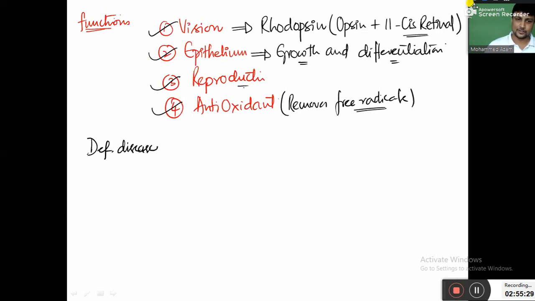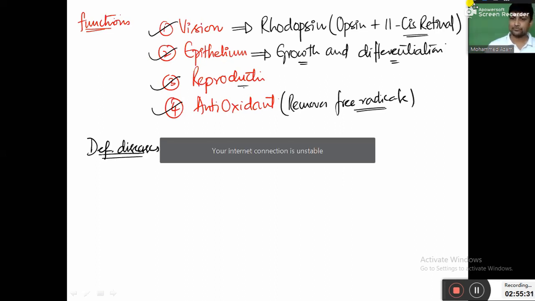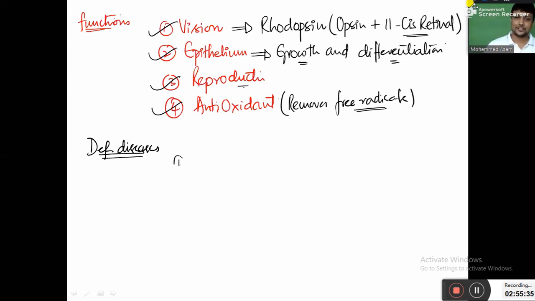Deficiency diseases, guys. चलो, if vitamin A is deficient it will be affecting your vision. क्या होगा? First of all, the person will be suffering with nyctalopia. What is the meaning of nyctalopia? Night blindness. If you don't treat that, it will lead to complete blindness.